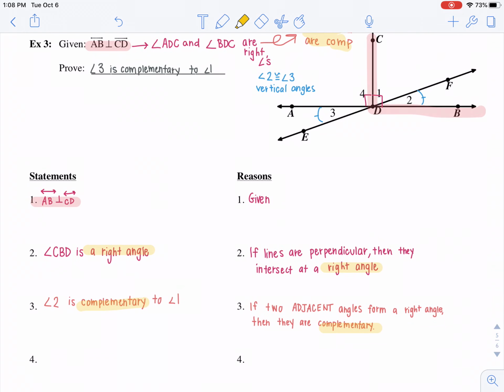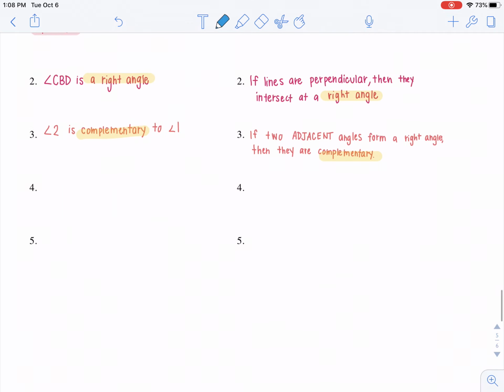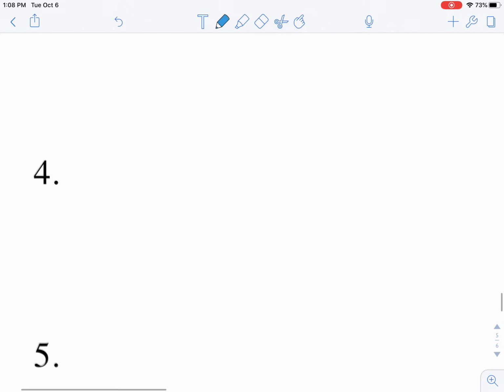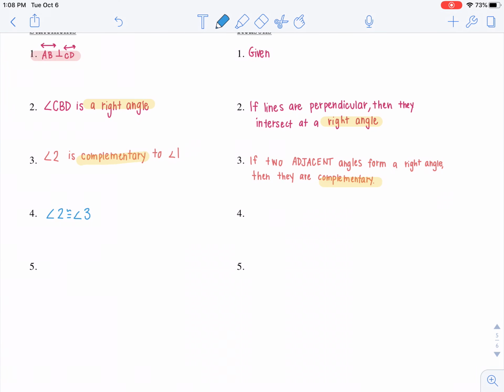Well, here we stated that angle 2 and 3 are congruent because they're vertical angles. So our statement number 4, we can say angle 2 is congruent to angle 3. So how do we create this? We say if angles are vertical angles, then guess what? They are congruent.